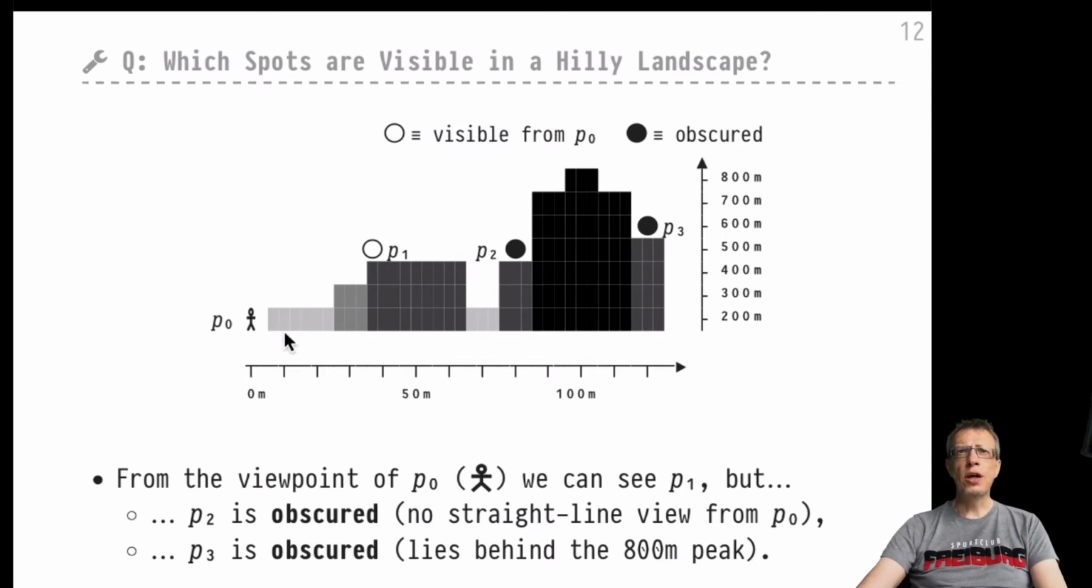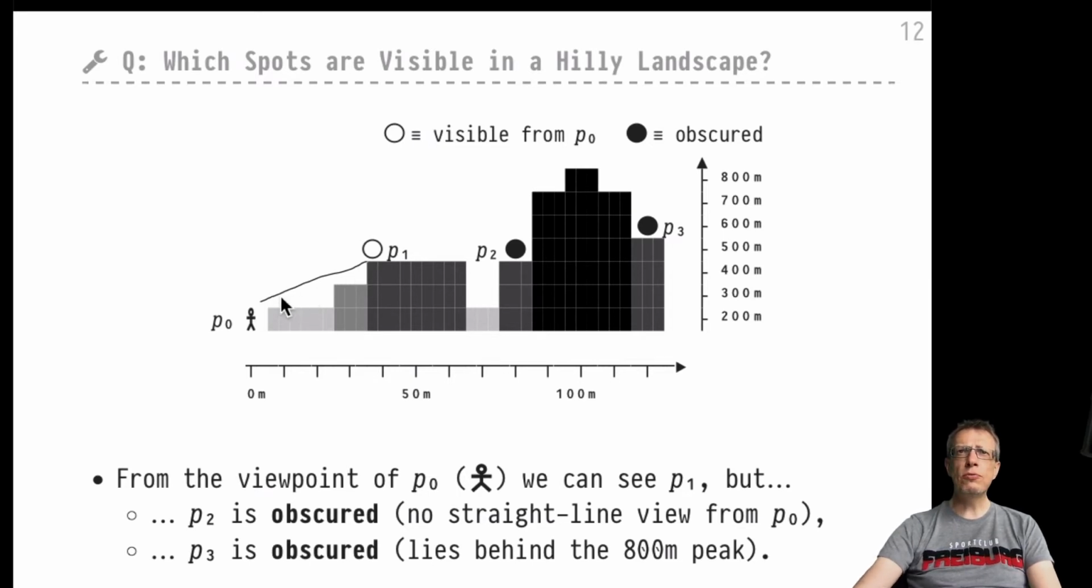So consider this person standing somewhere in a hilly landscape. You see the rolling hills here of this landscape. And we are asking ourselves, which of these spots, for example, spot P1, P2, P3, can we see if we are this person at this particular point P0 here? Okay, so you probably would expect that you can see P1. I will try to draw a straight line here.